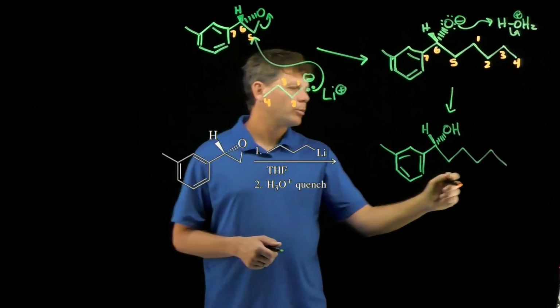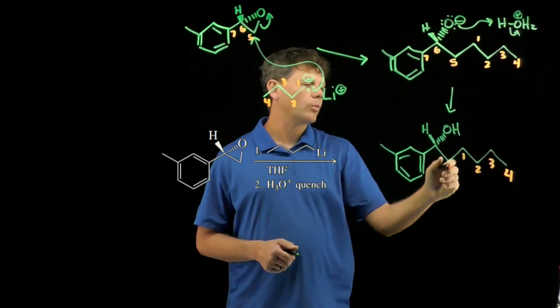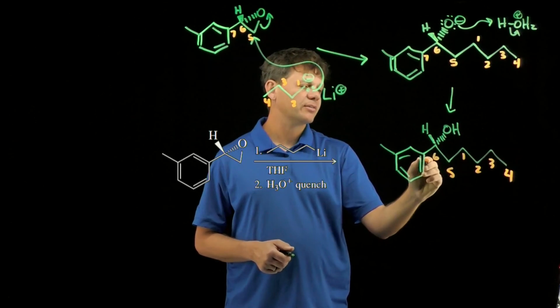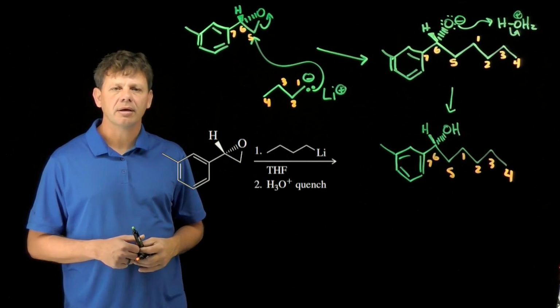We can number the carbons once again, just to make sure we haven't lost any. 4, 3, 2, 1. We formed the 1,5 bond, 5, 6, and 7. The carbon numbering checks out, and so that is the product of this reaction.